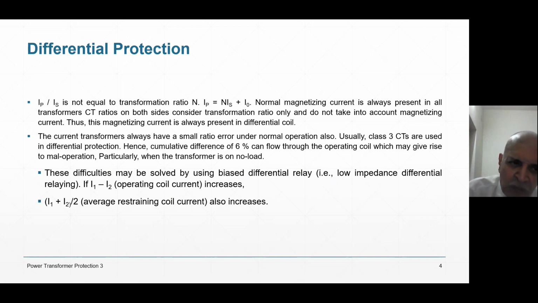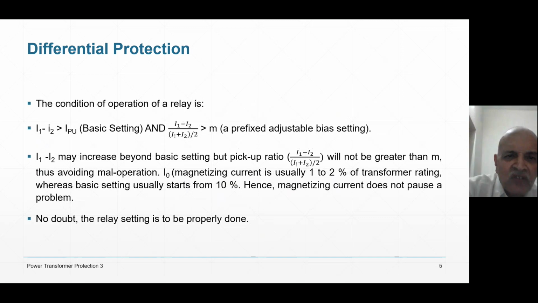That ratio, which is known as pickup ratio, must be higher than certain prefixed bias, which is settable. Sensitivity threshold is also settable. Bias is also settable. So using proper basic setting, you can avoid the maloperation due to the normal magnetizing current. Actually, normal magnetizing current of large transformer is hardly 1 to 2%, and bias setting available in most relays is not less than 10%. So this does not pose a big problem, right? So this is one thing.